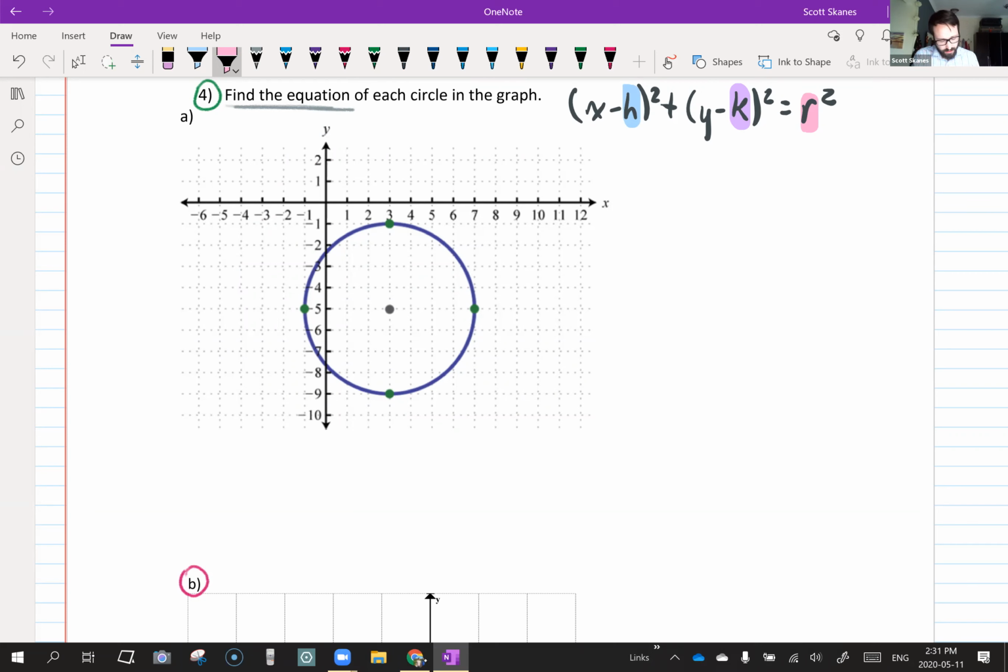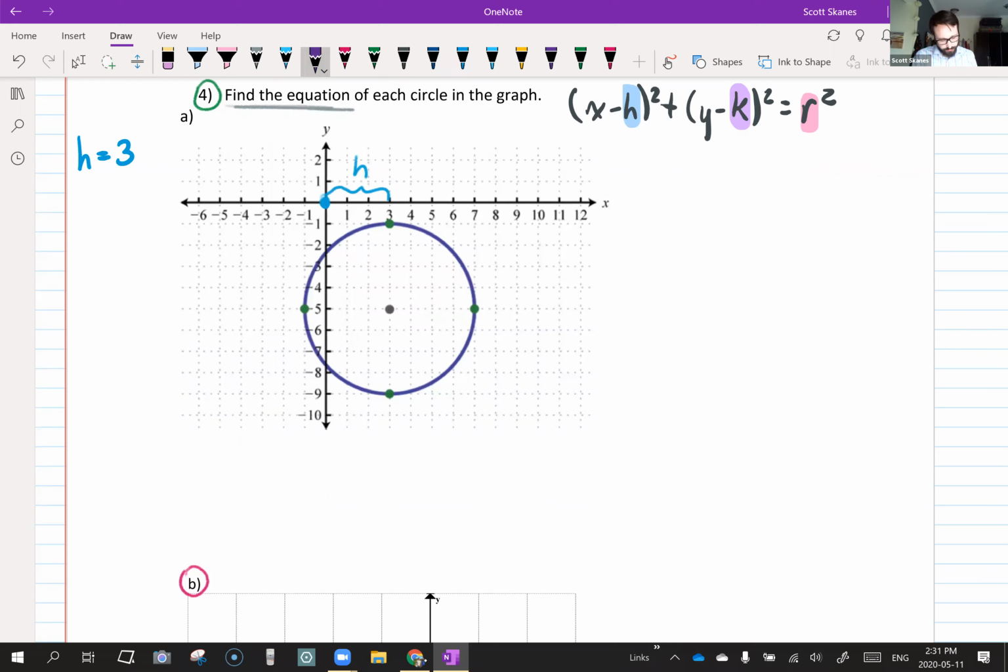Look at this. How much has it been shifted left and right? This much, 3. It's moved left by 3. The center would have normally been right here, but it's been shifted over by 3. So we can say that h is 3. That's how much it's been moved to the right. Now let's take a look and see how much it's been moved downward.